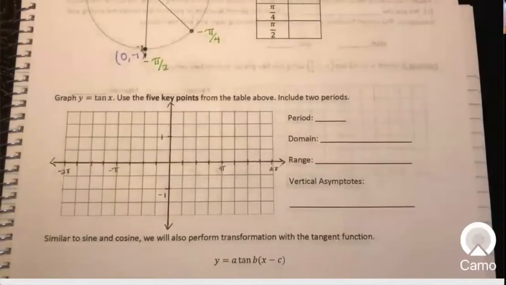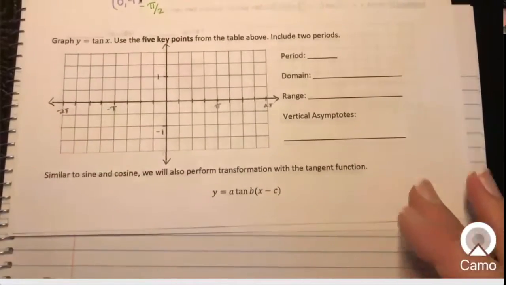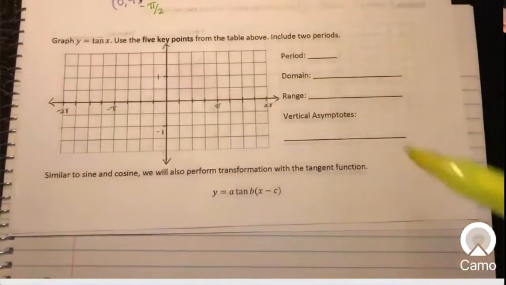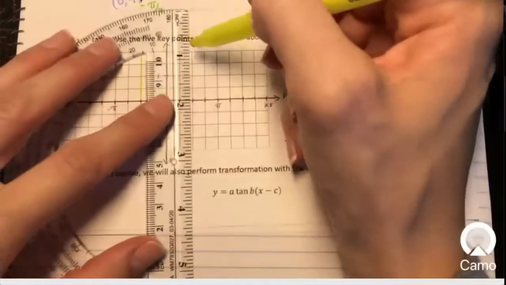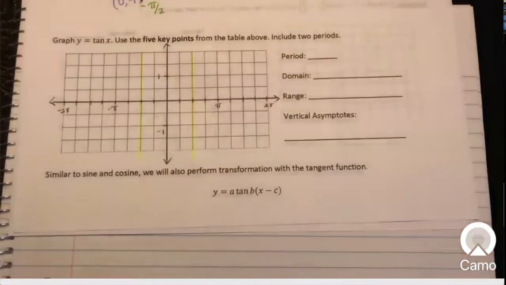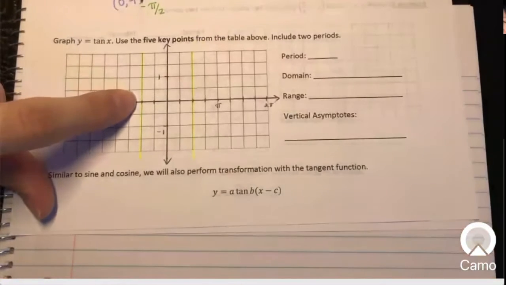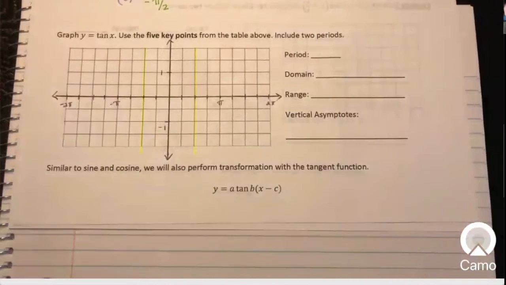Now if we go ahead and graph our tangent function, we will start with our asymptotes. So we know there's going to be one at negative pi over 2, and one at positive pi over 2, because those values are undefined, which means our tangent function is never going to reach that value, because as we saw in our table, we can't divide by 0. So it is undefined at that point.